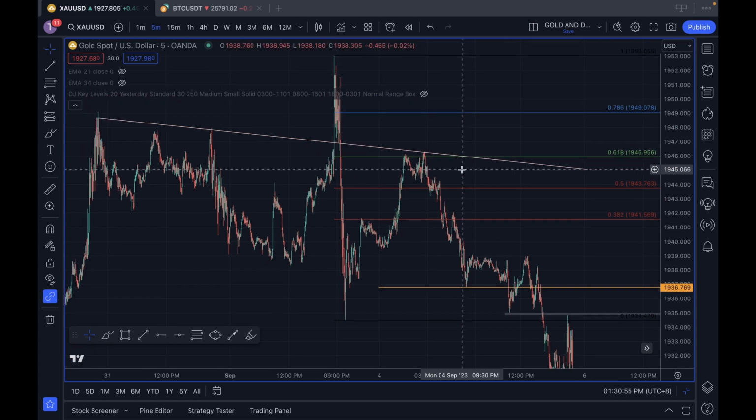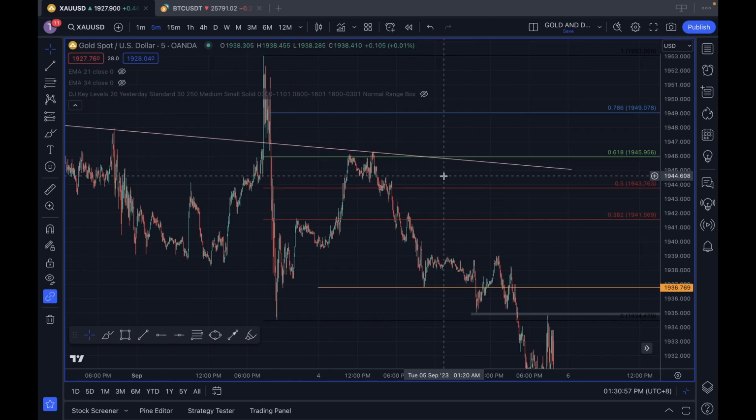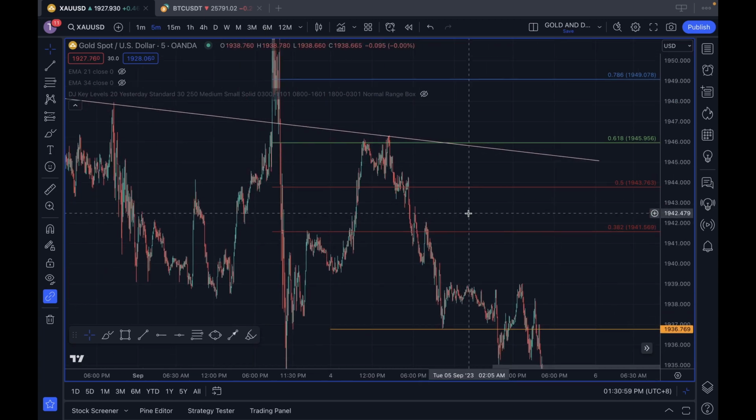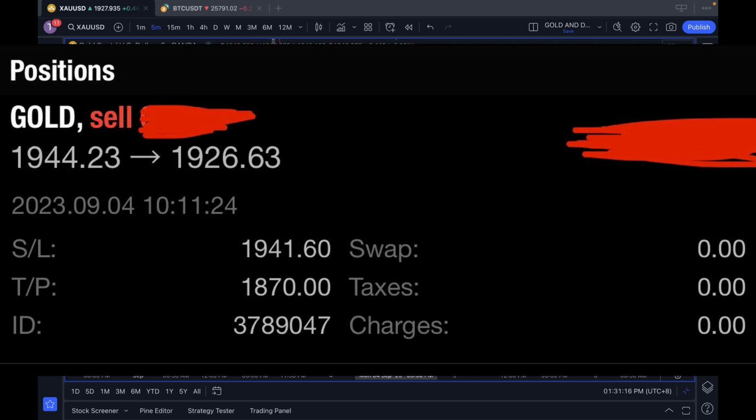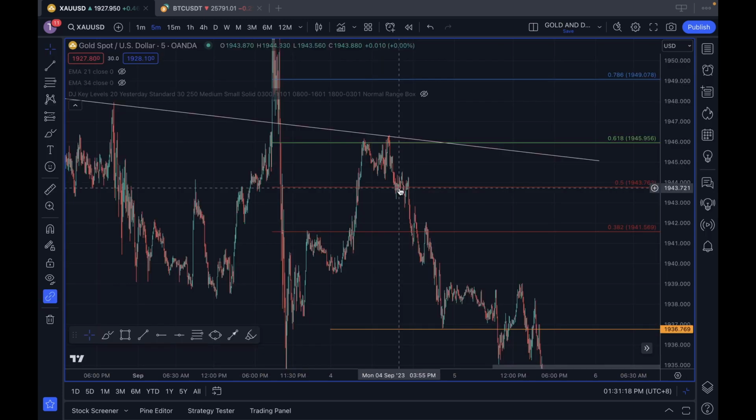Plus I then look for a break of structure on this 5 minute, which was still pulling back. But after price formed a high, failed to hold above, and broke this 5 minute support over here, came back and resisted against it, that was my entry. And I took this short around here, 1944 area.